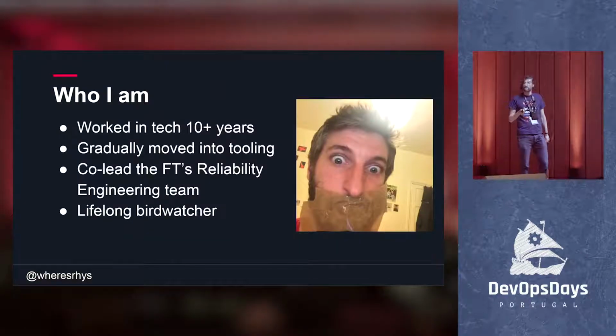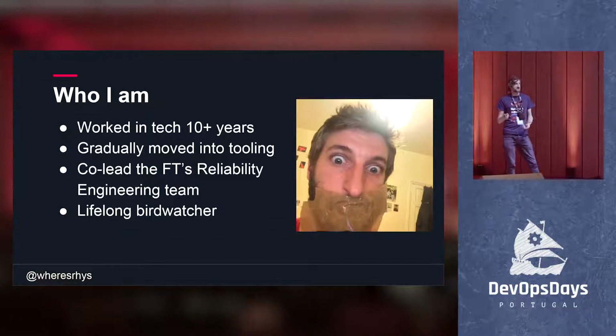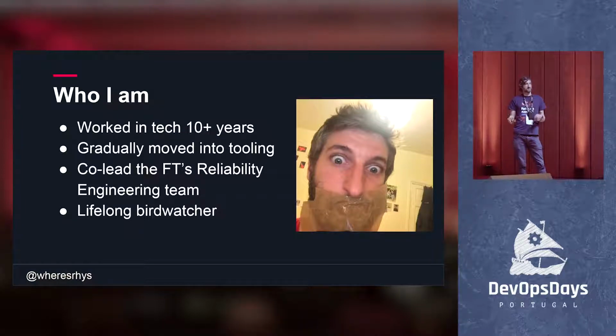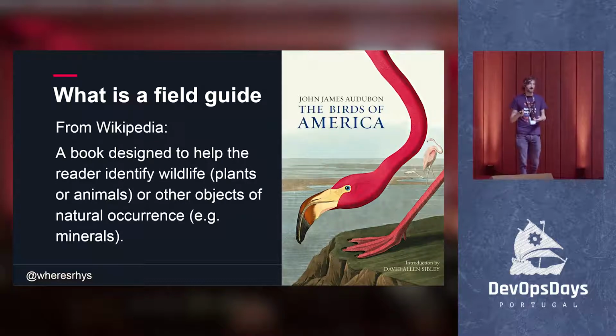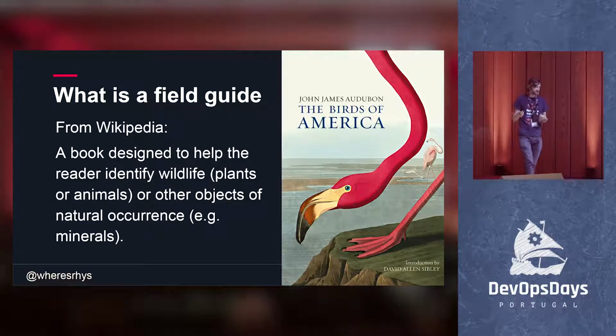So a little bit more about me. I've worked in tech for about 10 years, but for most of that as a front-end developer. But gradually moved more into tooling for the front-end team I was working on. That gradually evolved into becoming the co-lead of the Financial Times reliability engineering team when that was set up. And I'm also a bird watcher, which gave me the idea for the structure of this talk. It's about providing a field guide for all the tech at the Financial Times.